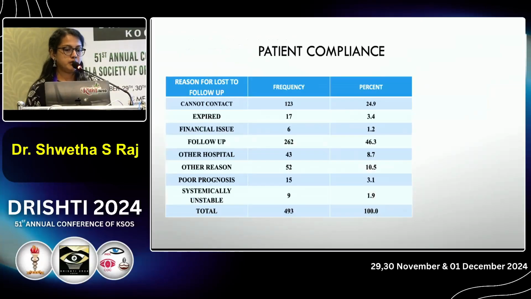So as I have told, we had called these patients and asked the reason why they were not complying. They gave multiple reasons like difficulty in traveling, financial issues, systemic illness. One eye already lost, so they didn't want to come for the treatment of the other eye, and various such reasons which we thought are important to look into.